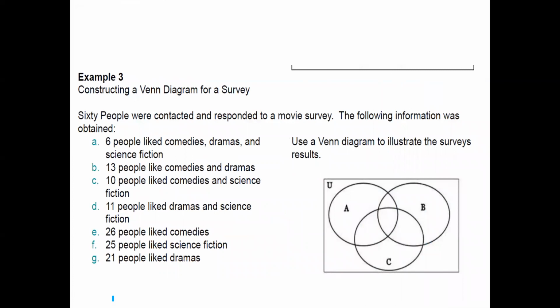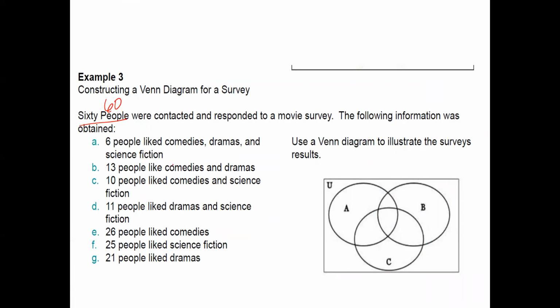All right, so let's take a look at example 3. Example 3, you have an overlapping of 3 different preferences. So in this case, it's saying that 60 people were contacted, so I have 60, and responded to a movie survey. The following information was obtained. 6 people like comedies, drama, and science fiction.